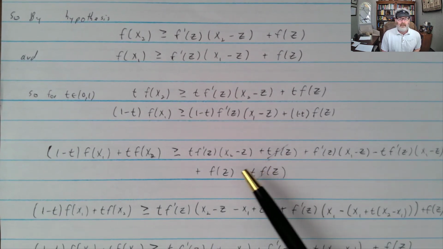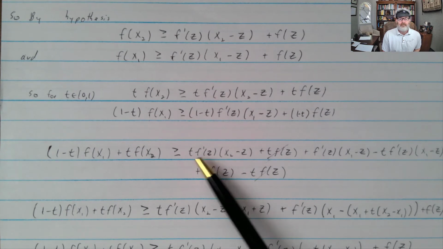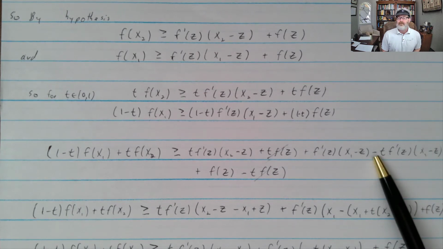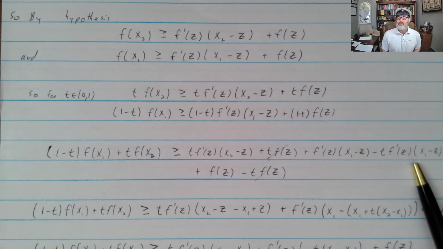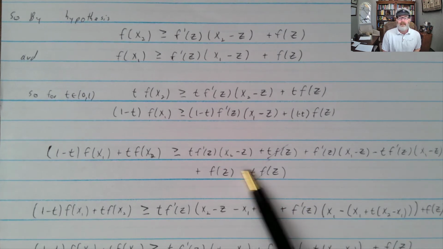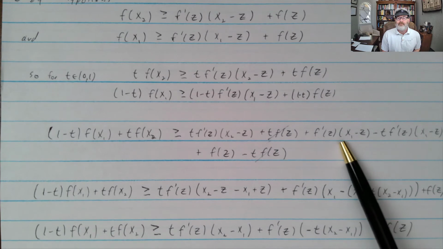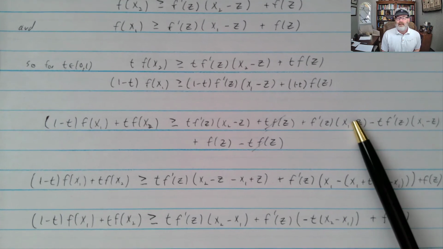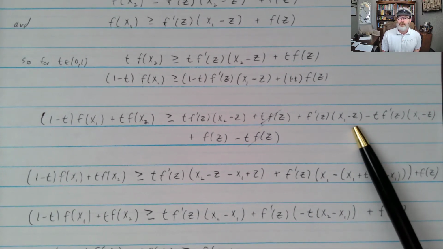I've got f prime of z times t times x2 minus z. And then I also have it here, t f prime of z times x1 minus z, but this is minus. So I distributed this minus and made it negative x1 plus z. So that takes care of this and that. And then I've got this f prime of z times x1 minus z. And I'll just put back what z equaled.